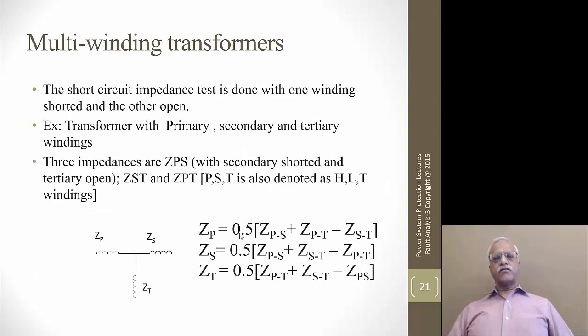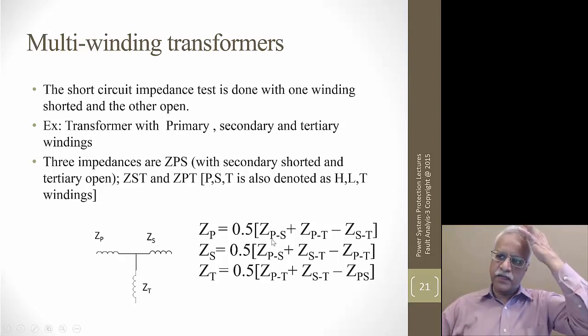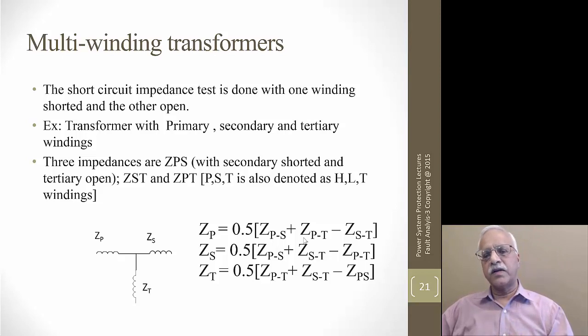For multi-winding transformers, instead of two windings you have three windings, and what you do is short one winding and leave the other open. If you are finding the impedance from primary to secondary, with primary, secondary, and tertiary as the three windings, then ZPS plus ZPT minus ZST gives me ZP. ZPS means you short the secondary, keep the third winding open, and measure the short circuit impedance from the primary side. Similarly, you repeat for each one, and then you can put this as a T network like this.